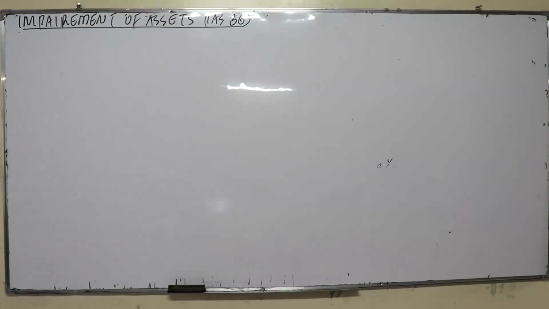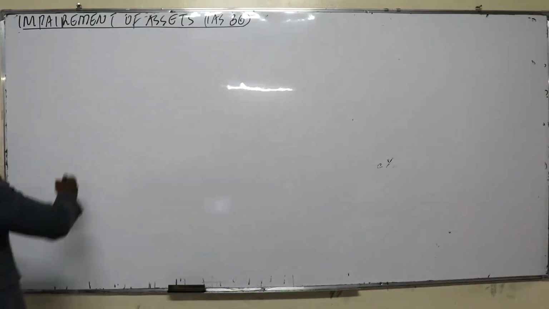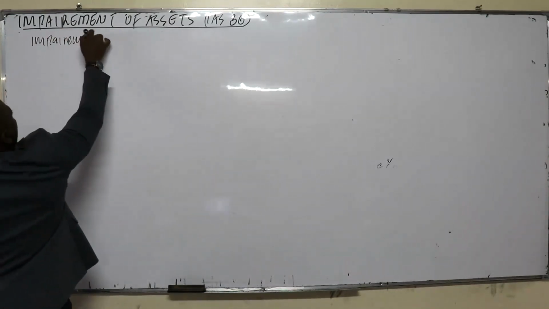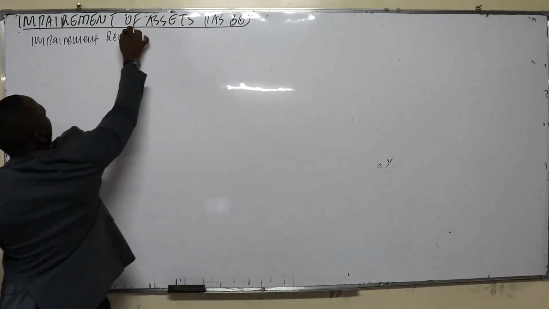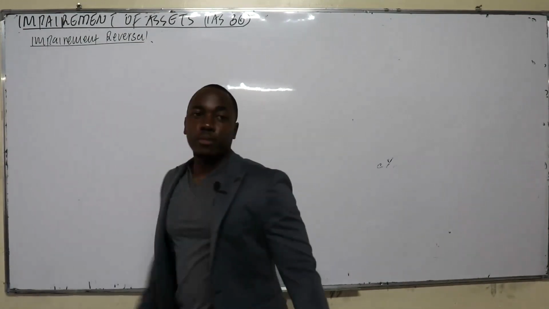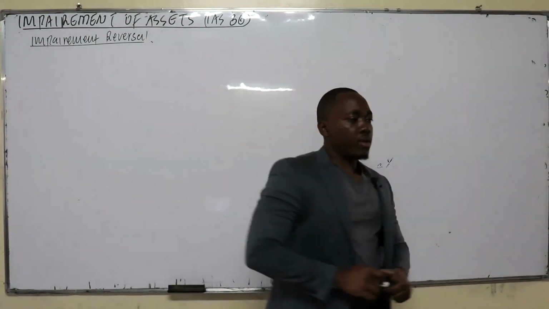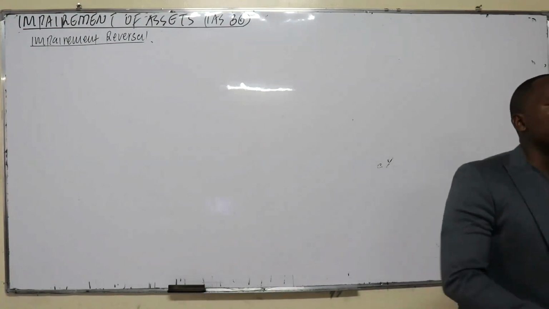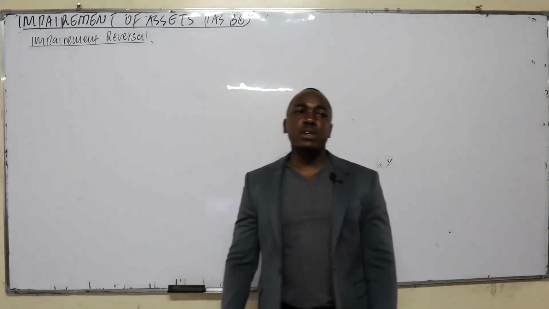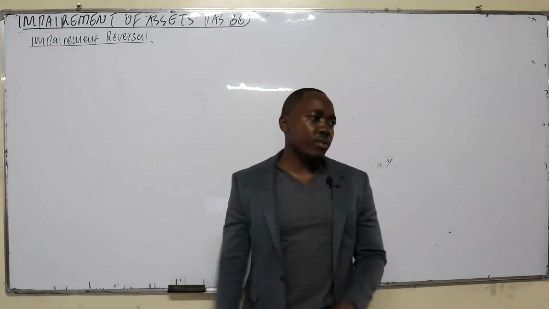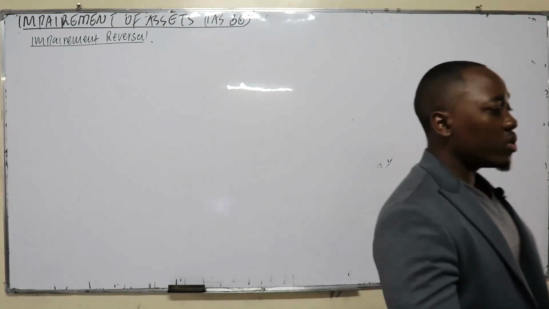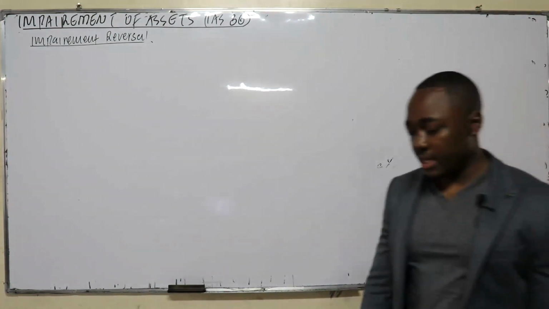Good. Now let's look at impairment reversal. Subheading: impairment reversal. What's an impairment reversal? Here you have an asset which has been impaired, but now it starts to regain back its value. That's what you call impairment reversal. So when you're also assessing for the impairment loss, you also need to assess for the impairment reversal. Would you like to see that?